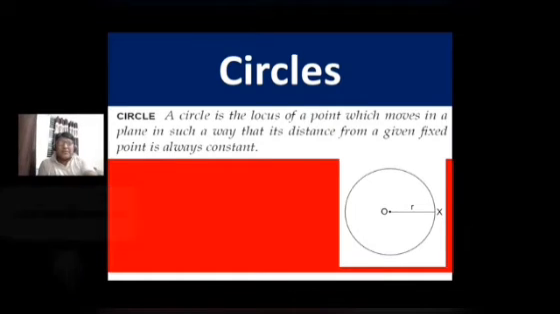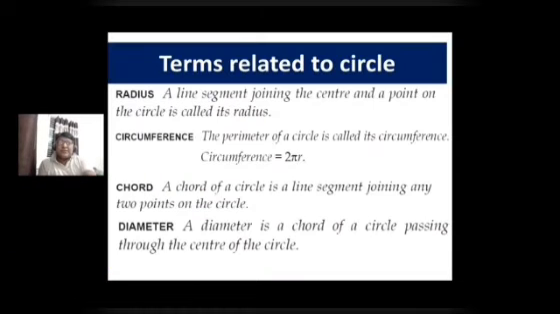Now there are some terms related to circle. What is radius? Radius is a line segment which joins the center and a point on the circle. Or we can say the line segment joining the center to any point on the circle is called its radius. Circumference, or the perimeter of the circle. So what is circumference? The perimeter of the circle is called circumference and its value is 2 pi r.